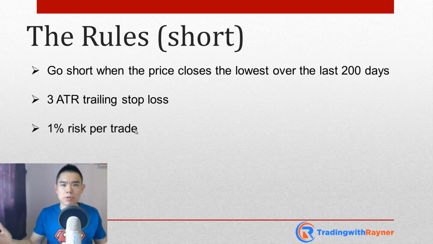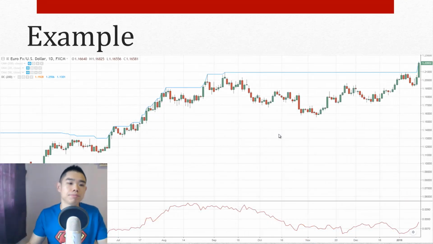And the short side is just the opposite. You go short when the price closes the lowest over the last 200 days. 3 ATR as your trailing stop loss and 1% risk on a trade. So now, some of you might be wondering, hey Rayner, what's the highest close over the last 200 days? What is a 3 ATR stop loss? Alright, so let me just walk you through an example.